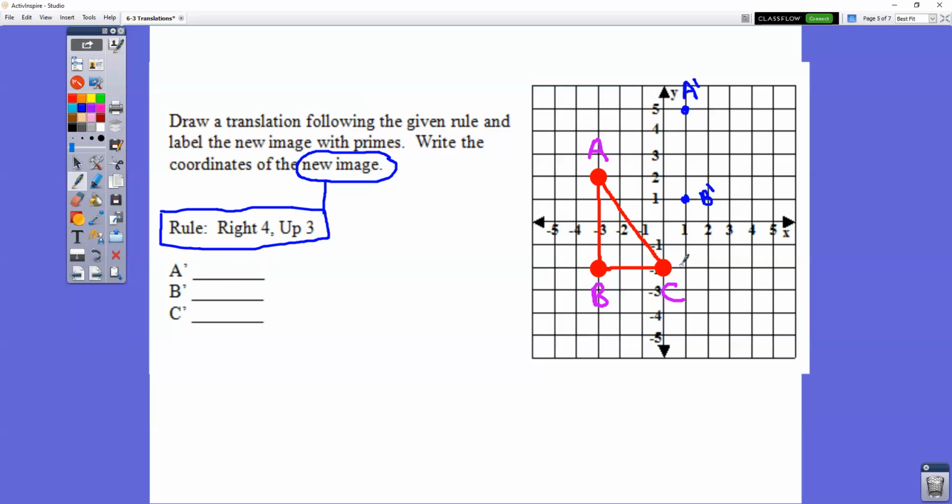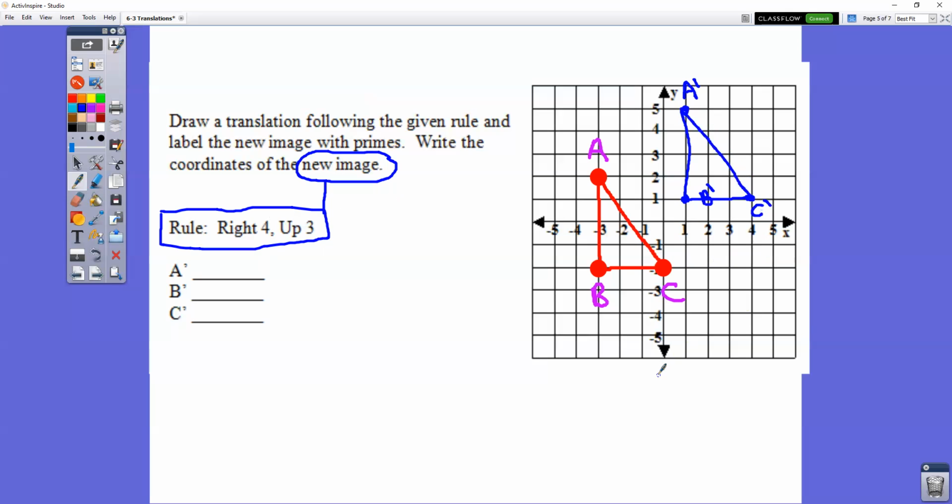And C prime. 1, 2, 3, 4 to the right. 1, 2, 3. This is my new C prime. I want to connect my dots to form my new triangle. And there's my new picture.